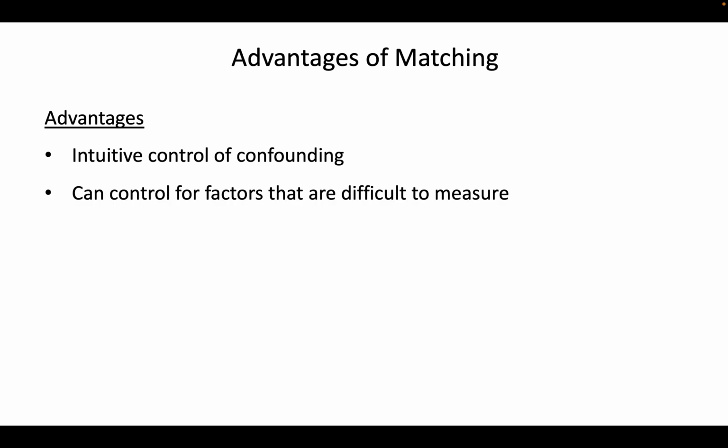So some of the advantages of matching are that it's a really intuitive control of confounding that a lot of people understand who aren't epidemiologists. They get why matching helps. As soon as they have an understanding of confounding, they understand why matching is good. And you can control for things that are difficult to measure, for example certain genetic things. If you use twins, there's a whole genome worth of genetics that you're controlling for, basically.